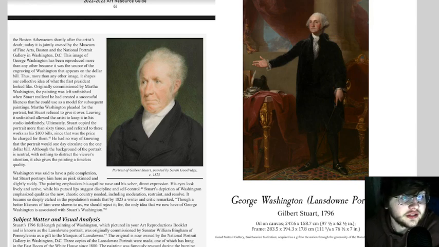So again, the reason that this Washington's face looks so similar to the Athenian portrait is because Stuart literally didn't finish that painting, so he could just copy the face over onto all of his other paintings of George Washington. So that's why this face is so similar. I just wanted to point that out.